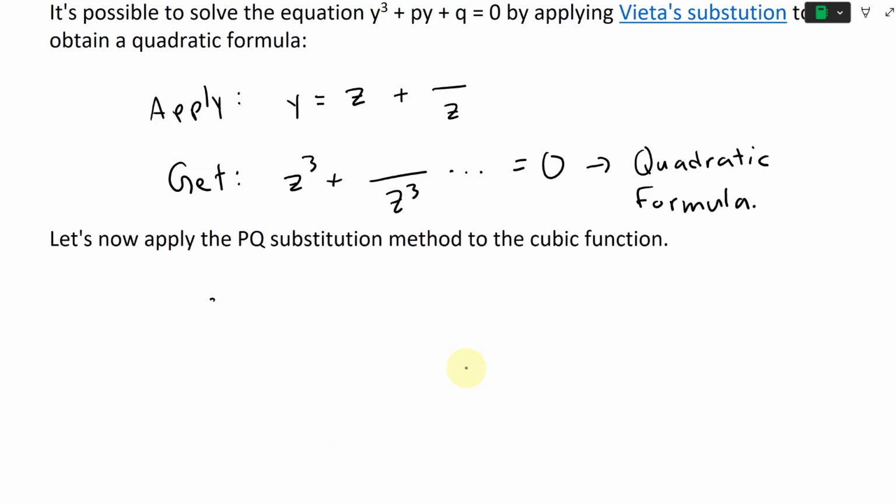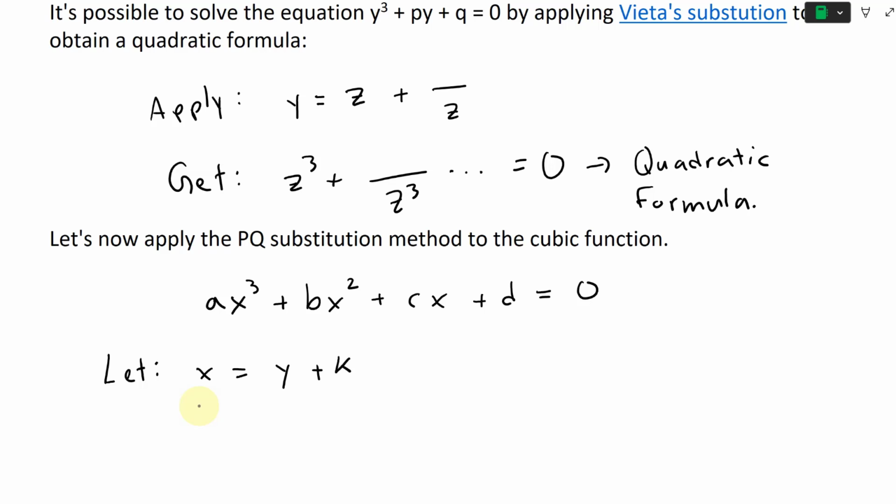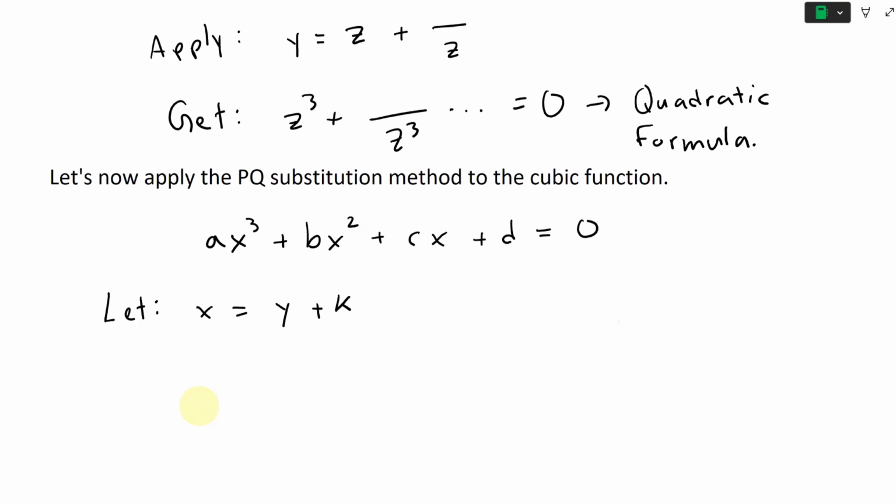So we have our cubic function, a x cubed plus b x squared plus c x plus d equals 0. What we'll do is we'll shift this: let x equal y plus k. So we're going to shift it and then try to get rid of the x squared terms.